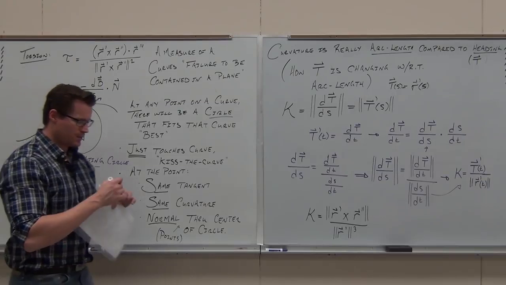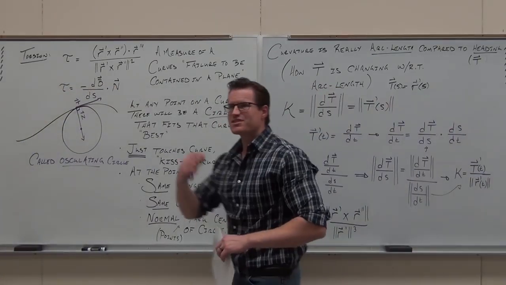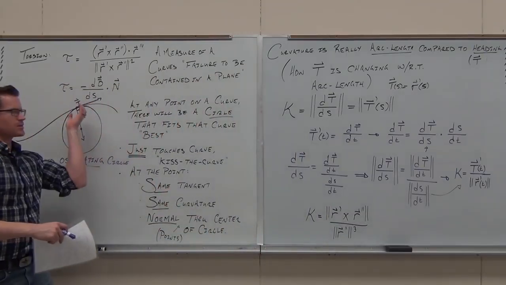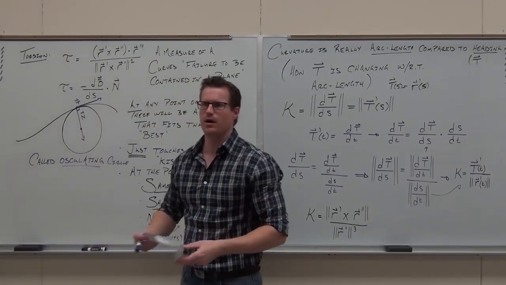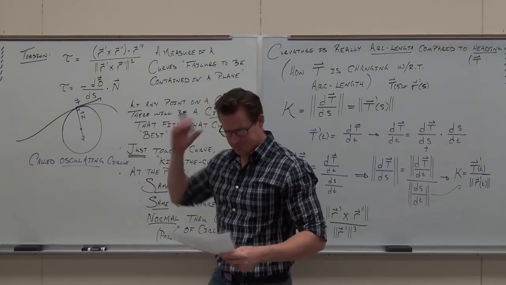By the way, the Latin word for kiss is osculum. That's where we get this from. It literally just kisses the curve. It just barely touches it. Kisses the curve. It's called an osculum. Osculum in Latin, kiss. So, kiss the curve. That's what it's called, the osculating circle.